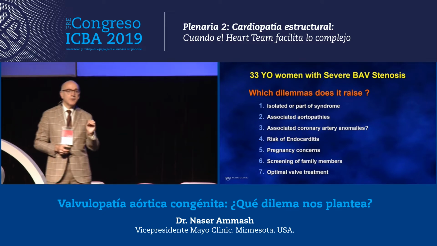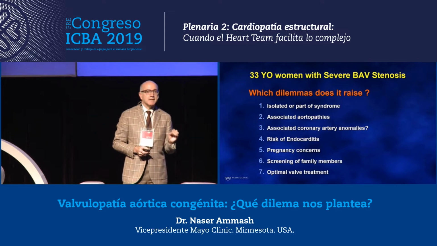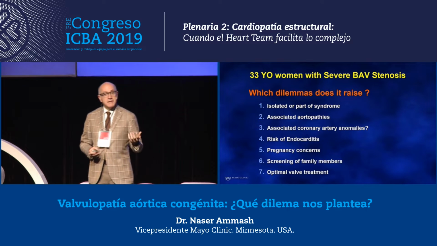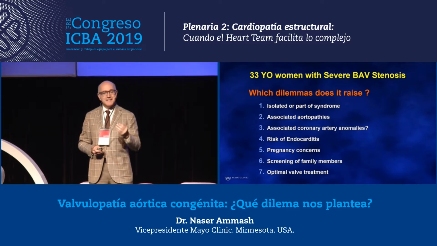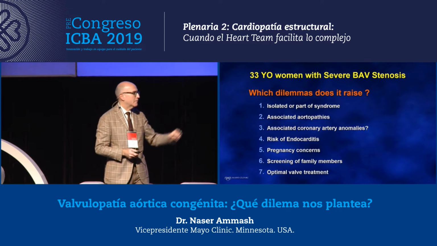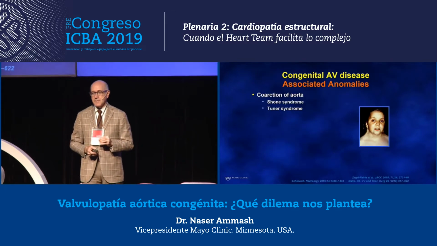What about women who want to get pregnant and have a bicuspid aortic valve or a dilated aorta? That's a major concern, or who don't want to be on warfarin. And screening all first-degree relatives or second-degree relatives. And finally, what's the ideal valve? You heard from Florencia, there's no ideal valve yet. But what are we going to do once we see these patients?